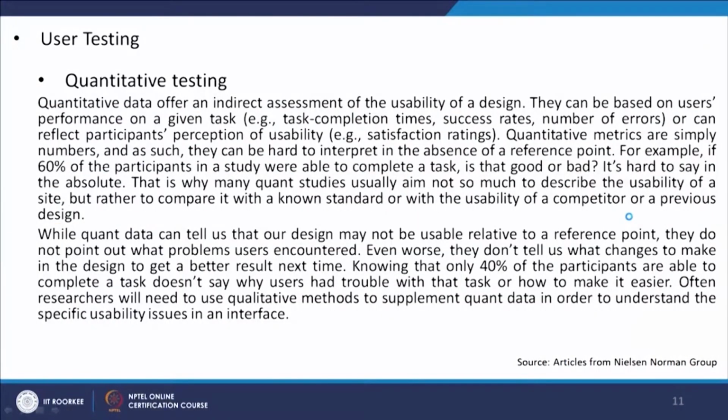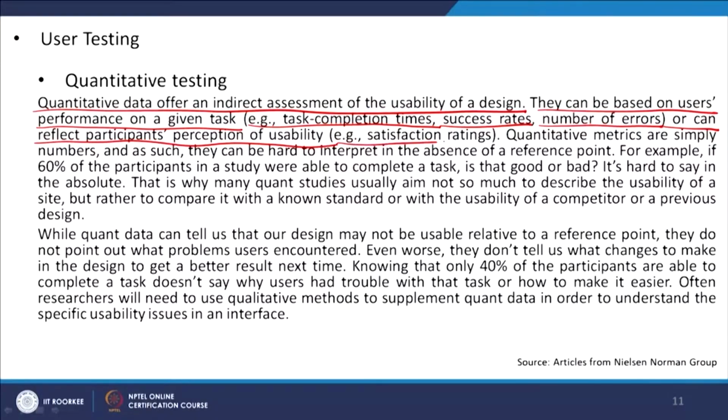In terms of quantitative testing, quantitative data offers an indirect assessment of the usability of the design. It can be based on users' performance on a given task, for example task completion time, success rate, or the number of errors within the task flow, or it can reflect the participants' perception of usability, that is, satisfaction rating. But in quantitative testing, they cannot just talk about their satisfaction in their own words. So there has to be some rating.